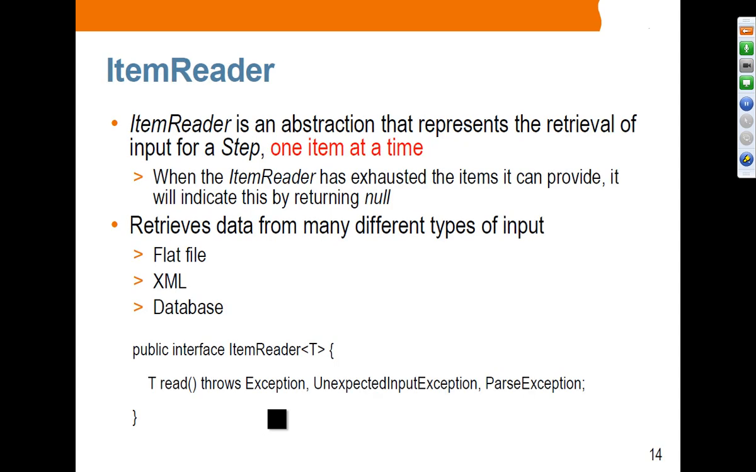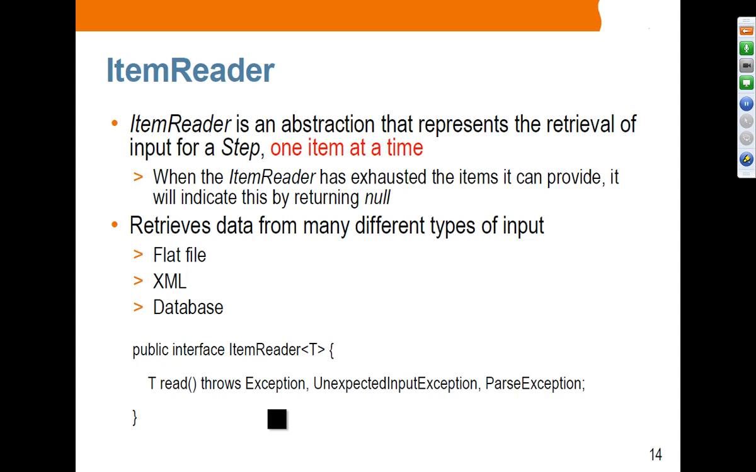Now, item reader is an abstraction that represents the retrieval of input for a step. As we talked about, in a batch job there are many items. We are talking about large volumes of data, or large volumes of some input data. Each of those items will be read by the item reader, one item at a time. When the item reader has exhausted the items that it can provide, it will return null. That means that is the end of the data set.